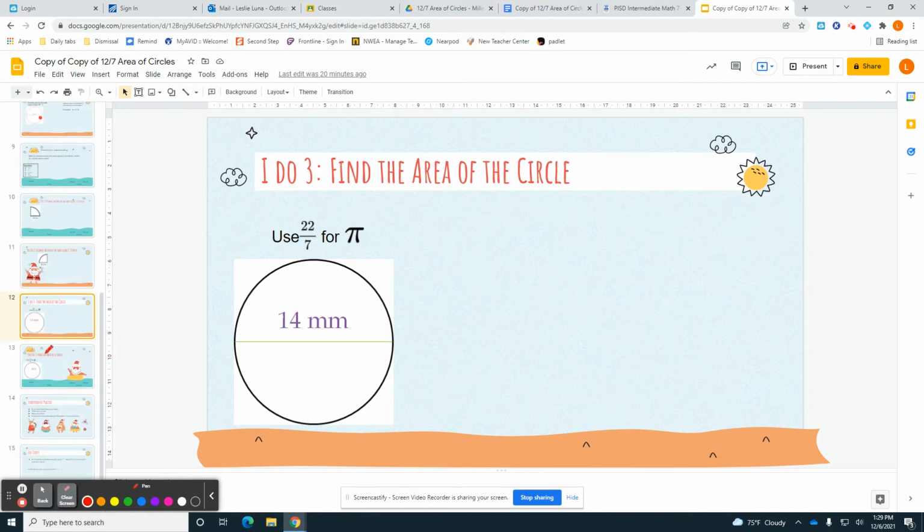All right, so I do number 1. Find the area of the circle. We're going to use 22/7 for pi. So we're looking for area, and here it tells us to use 22/7 for pi. So we're going to start with WTF, which is write the formula. So it's A equals pi r squared.